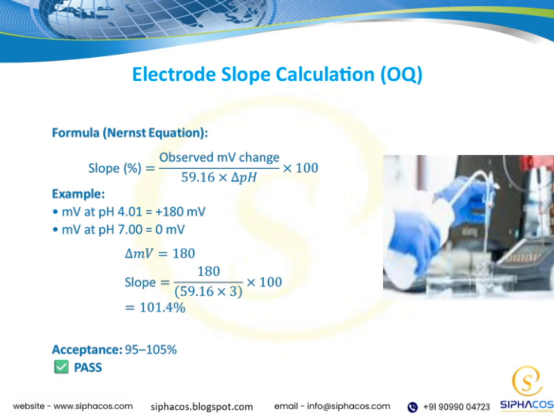Calculating this slope accurately allows us to verify that the electrode is functioning within the acceptable range, which is vital for maintaining quality control.